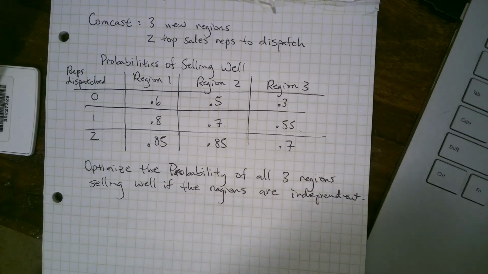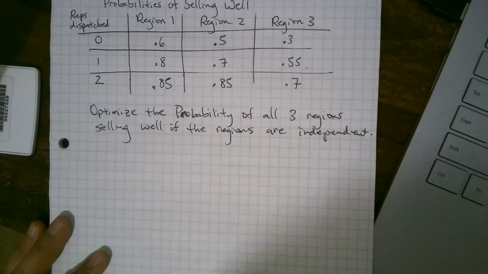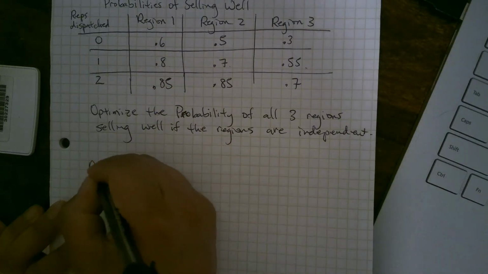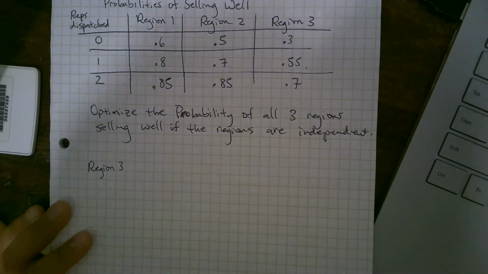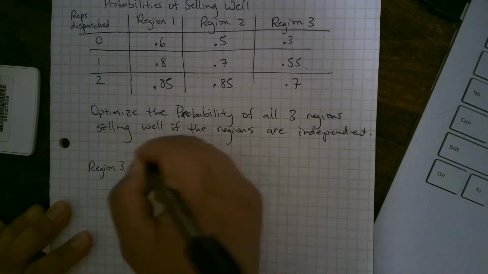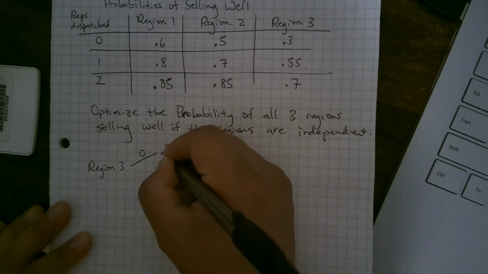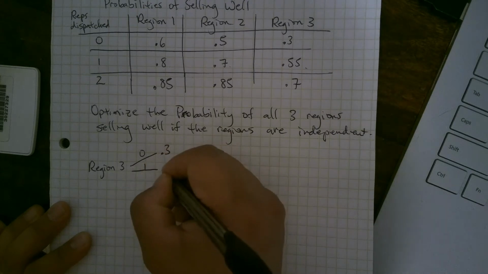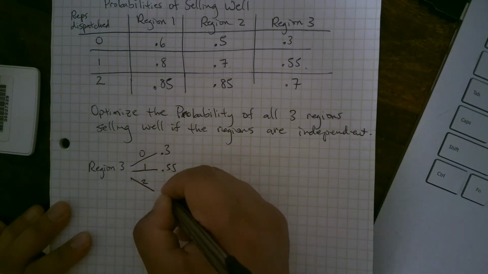Okay, so we're doing dynamic programming, so we're going to go backwards. It's actually not required that we go backwards in this problem. We could have started with region 1, but to follow the form of everything else, we'll start with region 3. So if we dispatch 0 reps, this is just going to be a recopying of this column, then we have a 0.3 chance of selling well, 1 rep, 0.55, and 2 reps to region 3, we have a 0.7 chance.